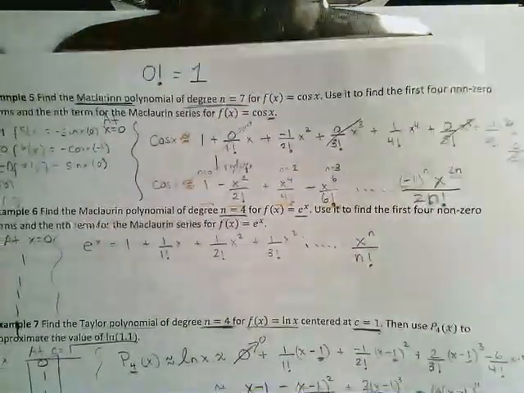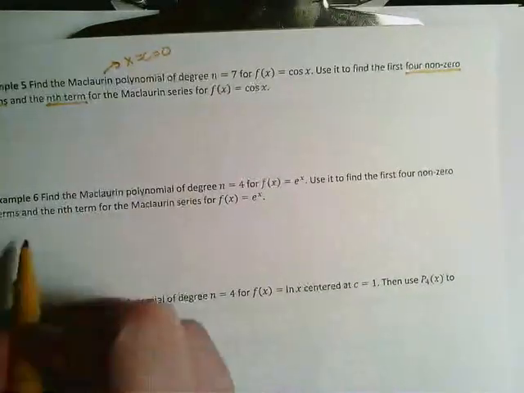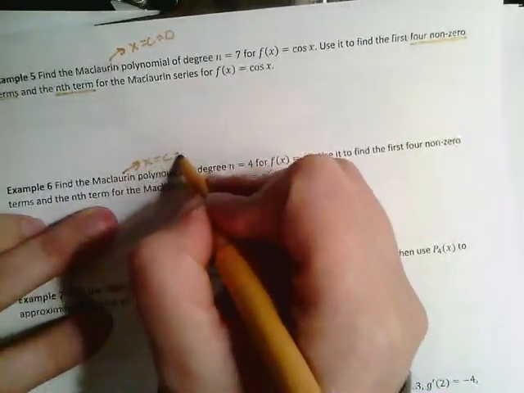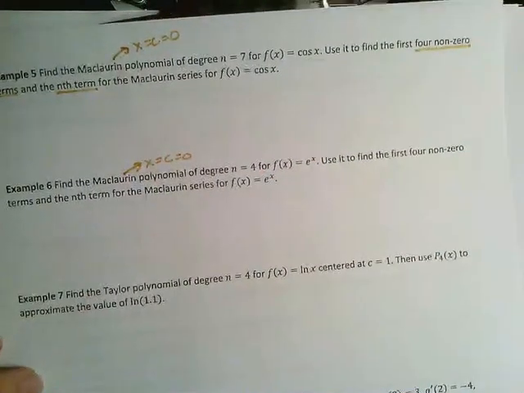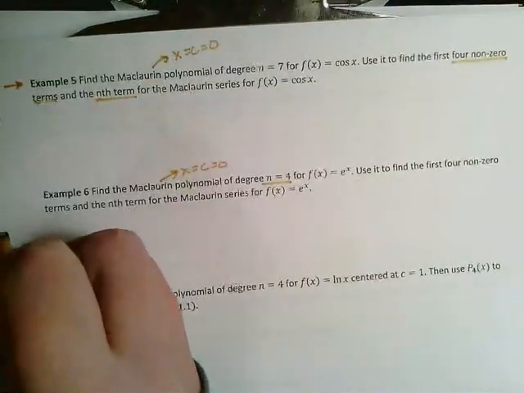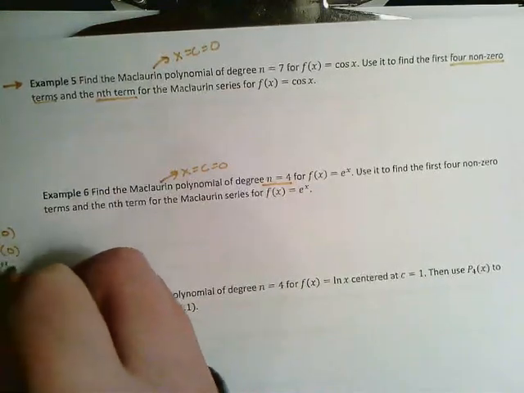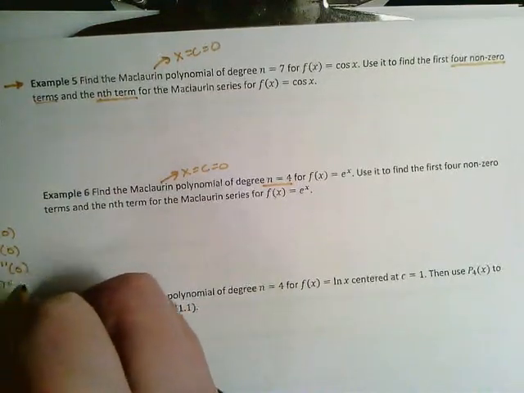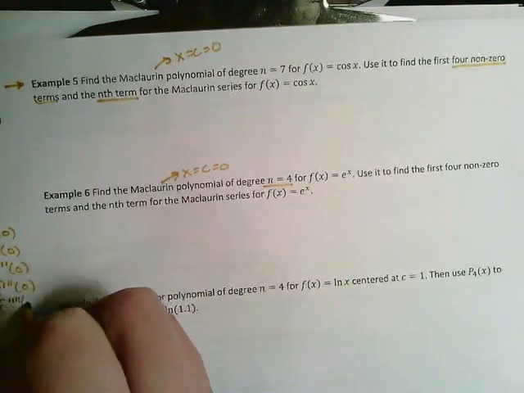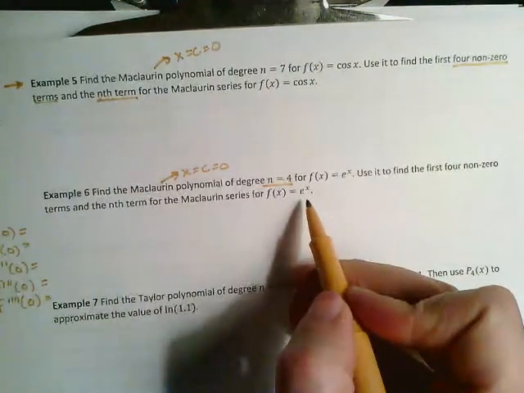All right, and the same thing for example 6, you're going to find the Maclaurin series. So again, x equals c, which equals 0, of degree n equals 4. So for this one, you just have to find f of 0, f prime of 0, f double prime of 0, f triple prime of 0, and f fourth prime of 0 of e to the x.